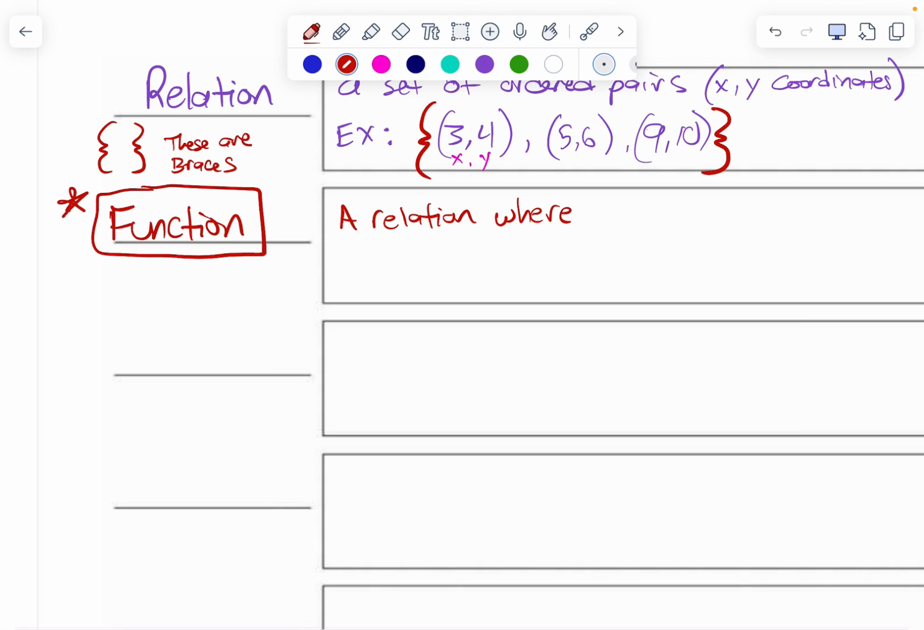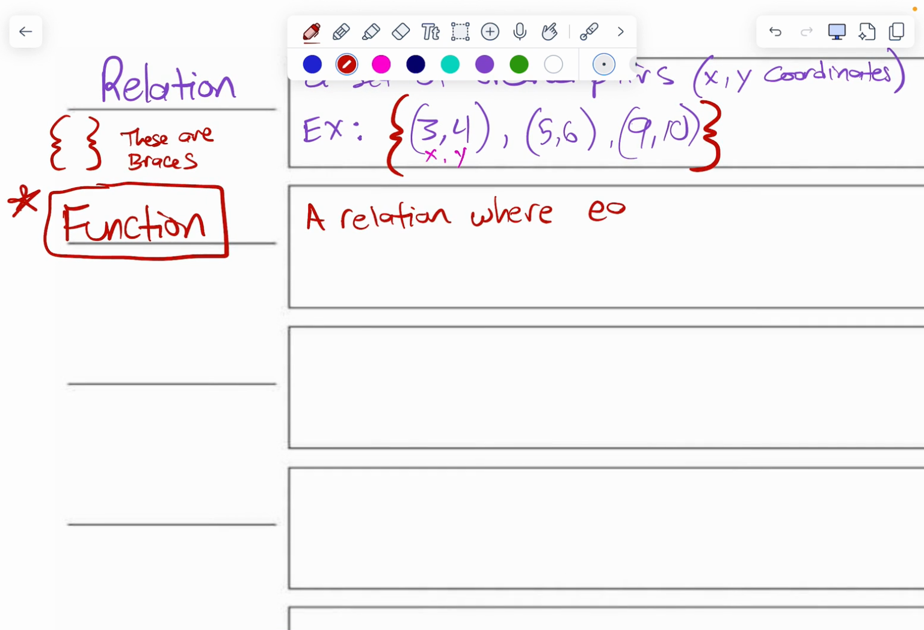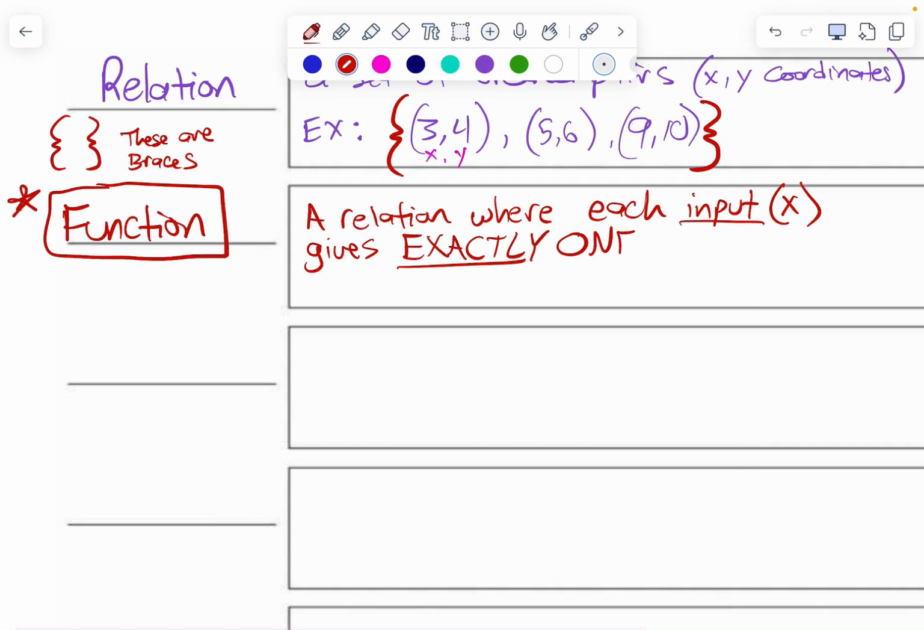All right, a relation where each input... inputs are x values. And I want you to underline the word input because that's kind of its own vocabulary word. It's just an easy one. So each input gives, and this is important, so I'm capitalizing it, exactly one output. And outputs are y values.